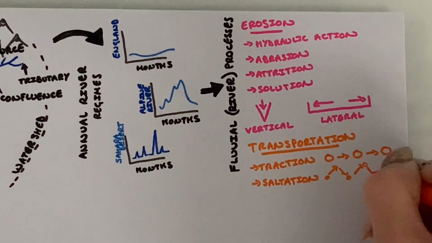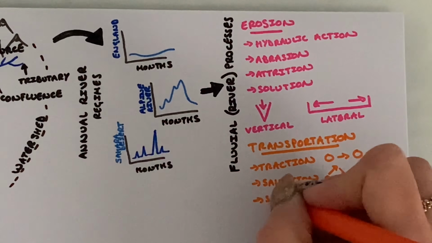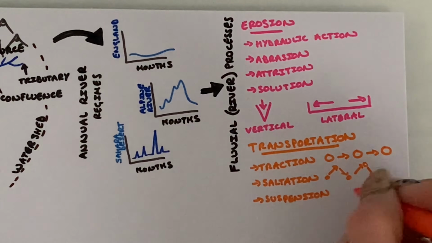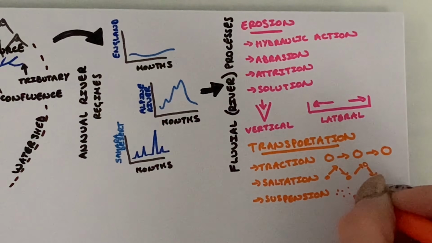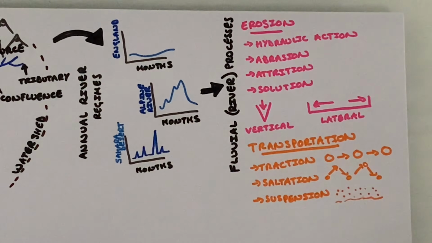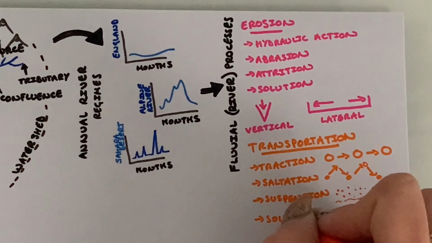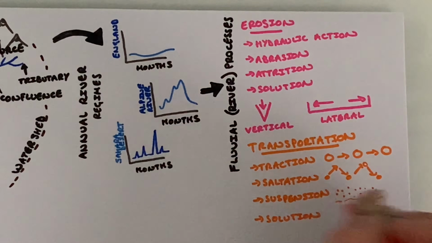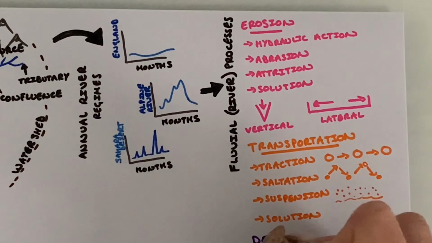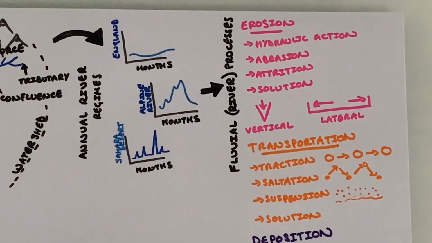course of the river. Suspension is when you have your very fine particles like sand actually floating in suspension, suspended in the river channel. And then you've got solution, where particles are actually dissolved in the water and they are carried downstream within the water itself. Now, when the river loses its energy, it will deposit any material it is transporting. So deposition is another fluvial process you need to become familiar with.